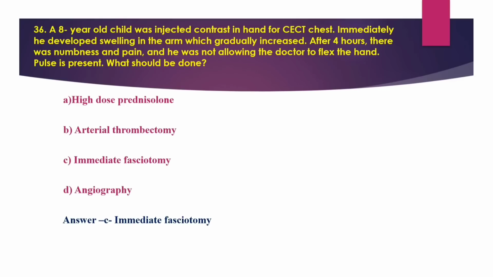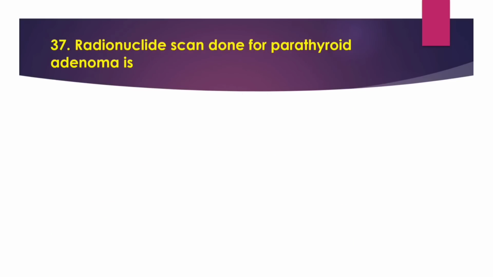Fasciotomy is a procedure in which the fascia is cut to relieve pressure in the muscle compartment, and it is used to treat people with acute or chronic compartment syndrome. Before the procedure, the doctor administers general or regional anesthesia. Moving on to the next question, question number 37.